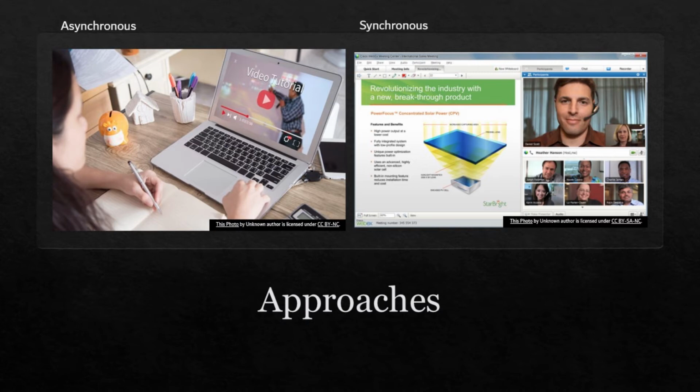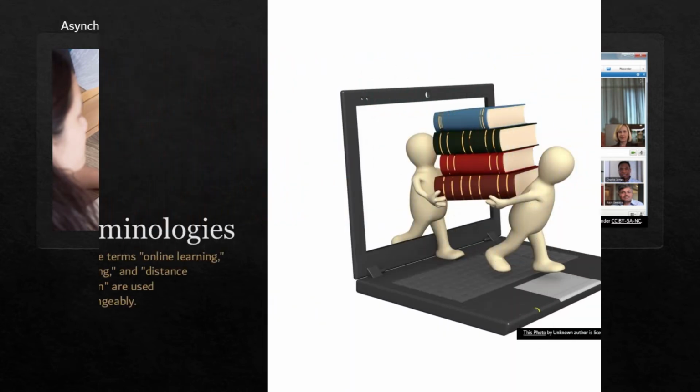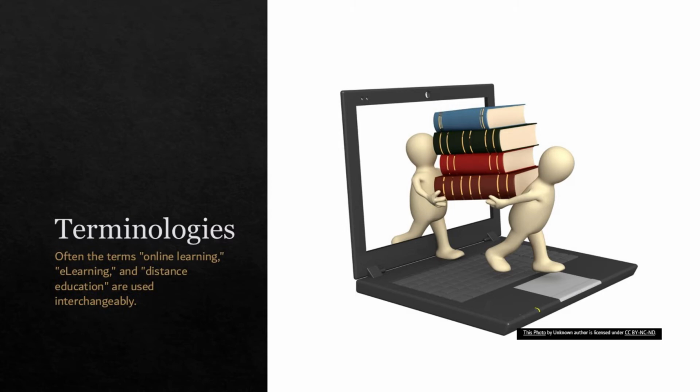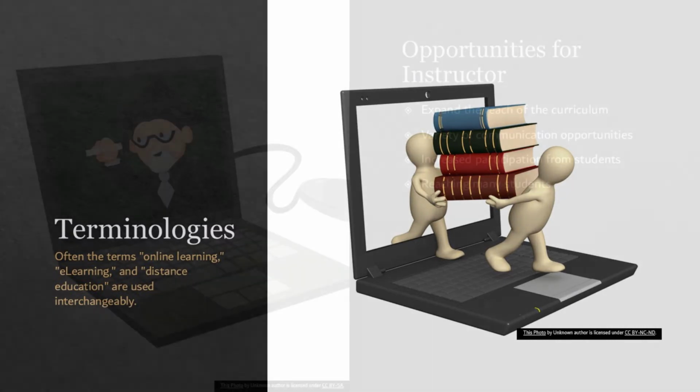We do not have a designated time for us to meet, and you can watch this presentation at your convenience, whenever you feel that is more appropriate for you, when you have downtime to actually watch this presentation. So basically that is the difference between synchronous learning and asynchronous learning. In addition to these two approaches for online learning, there are many terms that are associated with online learning, and these terminologies are often used interchangeably, which are online learning, e-learning, and distance education.